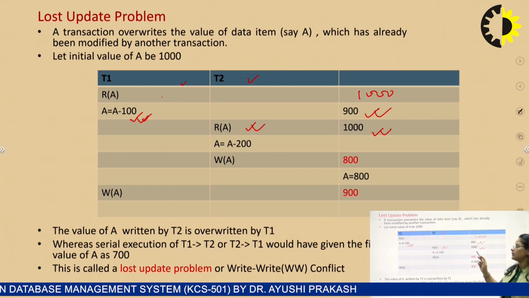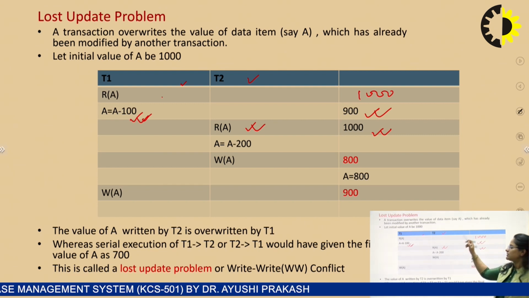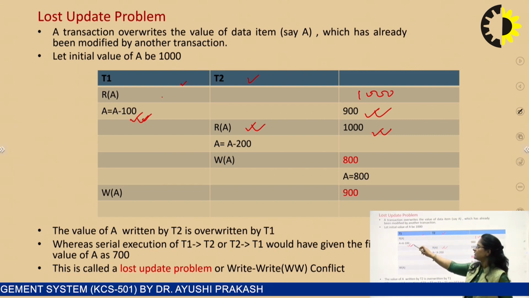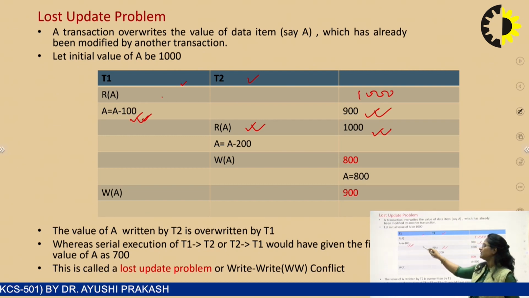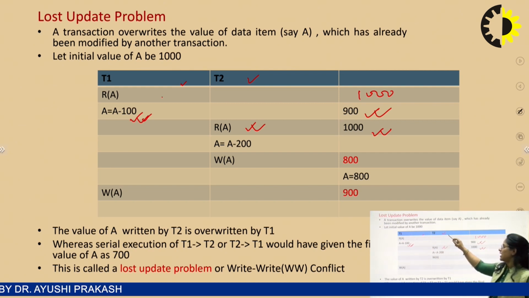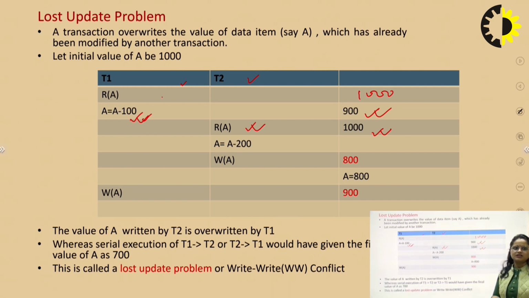So this is what we call the lost update problem. The initial value was 1000, and T1 deducted 100 from account A, but since the value is not yet updated, T2 also sees the same initial value, 1000. The value of A written by T2 is overwritten by T1, whereas serial execution of T1 then T2, or T2 then T1, would have given the final value of A as 700. This is the lost update problem, or write-write conflict.